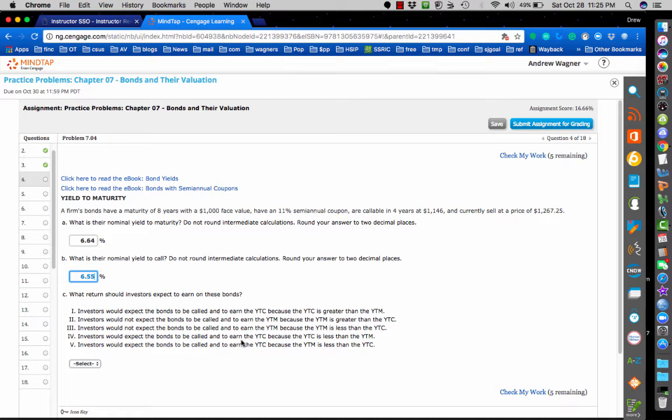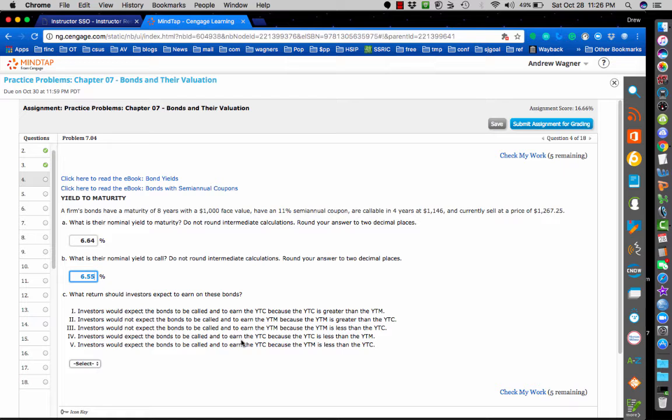Okay, what return should investors expect to earn on these bonds? Well, given that there's a 50% chance of market rates going up or down, that is yields going up or down, the coupon rate's not going to change. That's written into the contract. So if there's a 50-50 chance of it going up or down, we would expect it to pretty much stay the same, in which case it's more likely that the company would choose to pay the lower of those two rates. That is the 6.55, since it is less than 6.64. So it's most likely going to be called, or it's more likely than not anyway, to be called 4 years from now, in which case bondholders would get 6.55%.